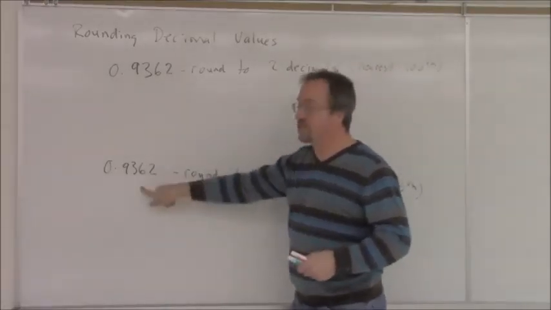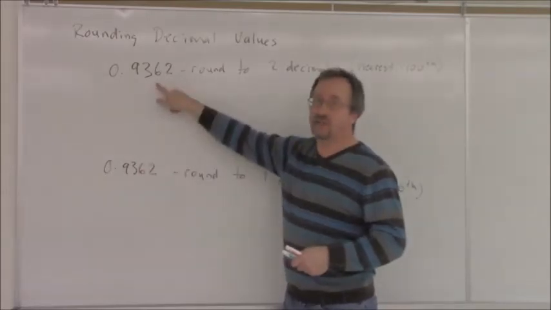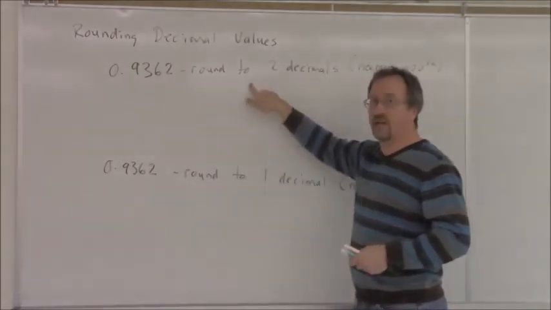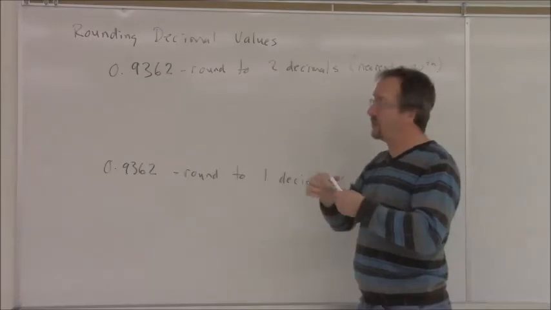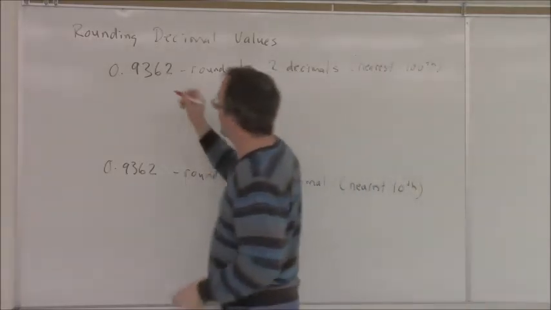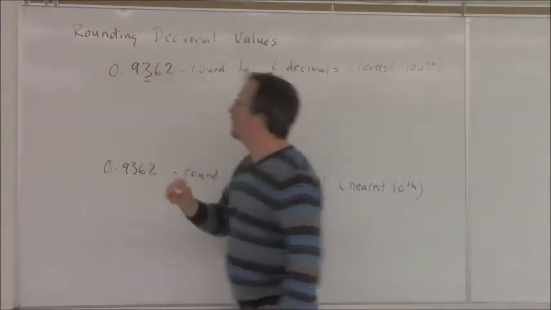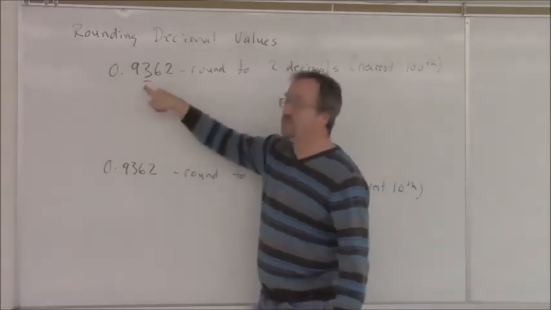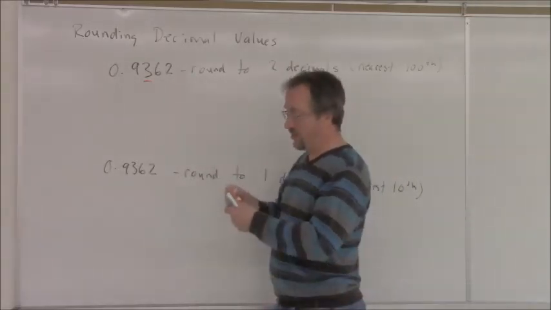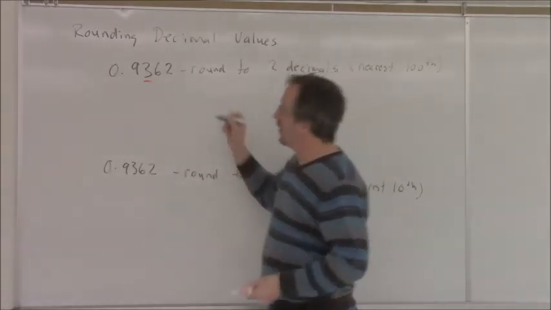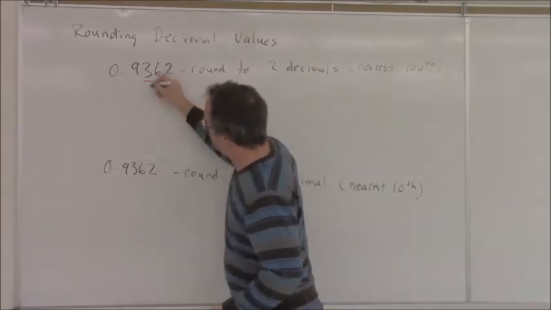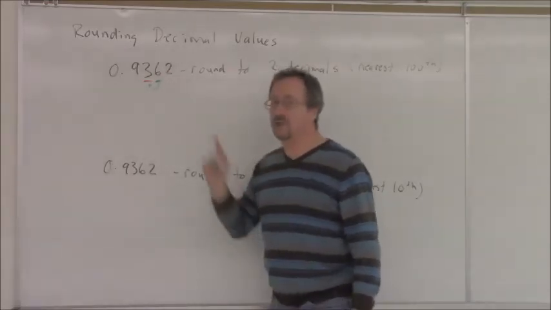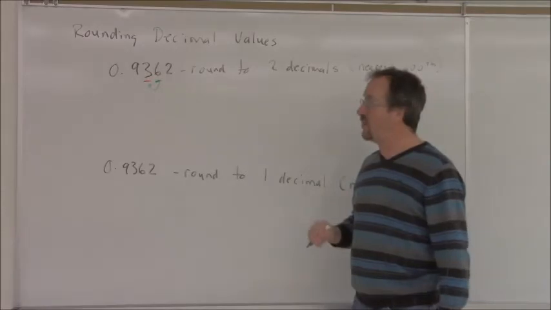In each case, we'll use the same number, 0.9362. The first case, we're going to round it to 2 decimal places. What that means is we're going to round that number, that's the second decimal place, which means that I will use the number after it to tell me what to do. We'll get back to completing that in a moment.